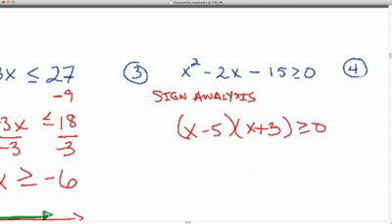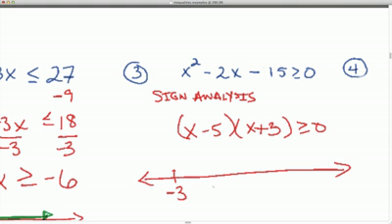So if you were to set those individually equal to 0, you would get the 2 points of -3 and +5. Note that there's an equal sign there, so we do get closed dots there for both those values. And now what you do is you do a test point. Plug in a point to the left and the right of each of those into your equation.